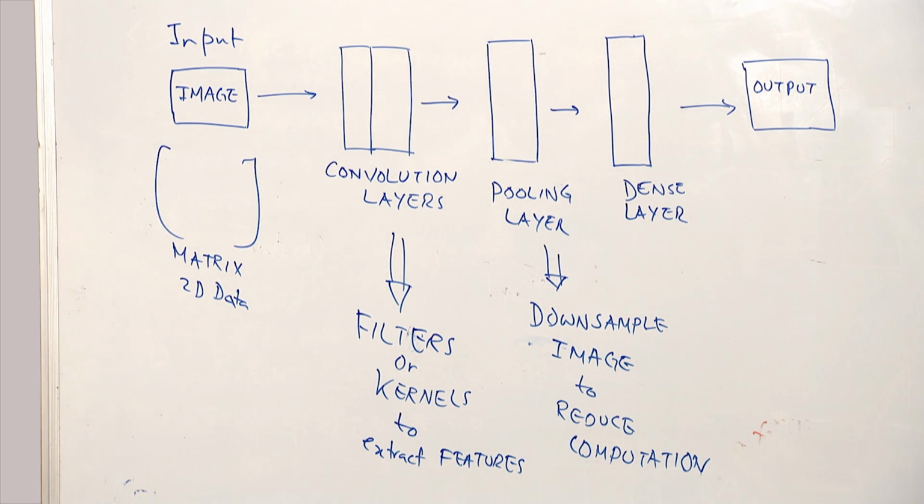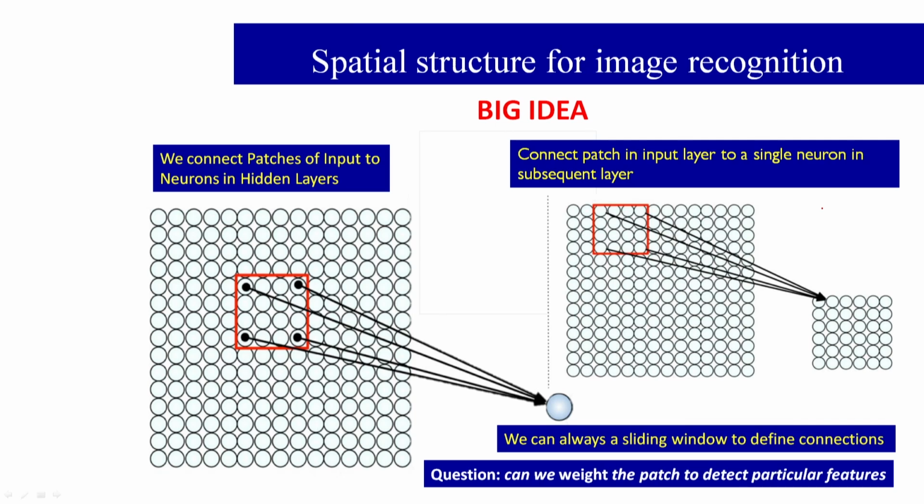So, the idea is what? You can use patches of input to neurons in the hidden layer, that is what is shown here. Suppose this is a 4 by 4 pixel patch, I have 4 pixel elements on the row, and each column also has 4, so 4 by 4. Then we connect this 4 by 4 patch of the input to a neuron in the hidden layer. Input layer, hidden layer, output layer, right. So, we connect a patch in the input layer to a single neuron and we can always slide the window. This window can slide over.